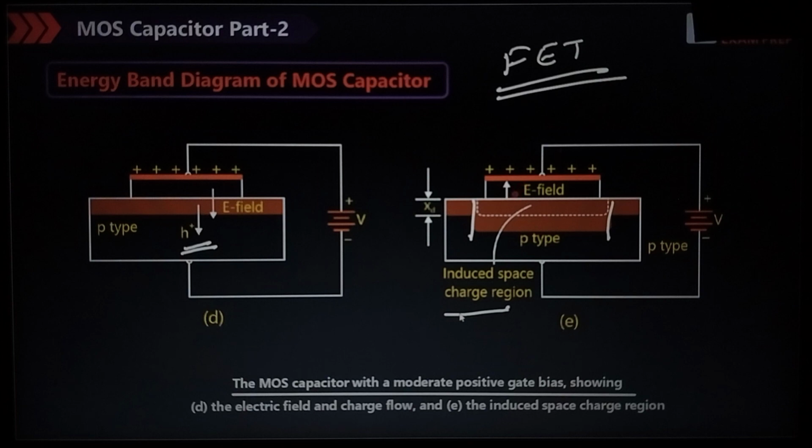Someone will force the holes to move away, or force or attract. The force will attract or repel the charge carriers. So when we are giving the positive, first of all, it will repel the holes. Watch the direction carefully: repelling the holes. The depletion layer increases, with an induced space charge region. Okay.